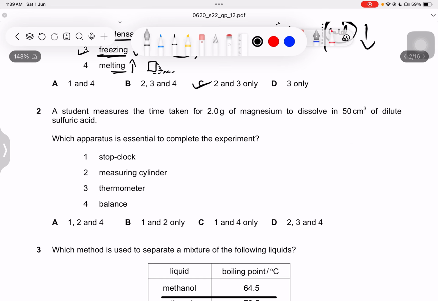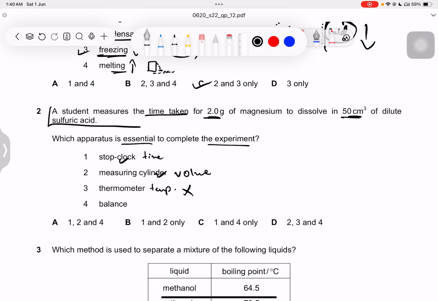Next, a student measures the time taken for 2 gram of magnesium to dissolve in 50 cm cube of dilute sulfuric acid. Which apparatus is essential to complete the experiment? So stop clock for time, measuring cylinder for volume, thermometer for temperature. We aren't measuring the temperature in the reaction, so not correct, and balance for 2 gram of magnesium. So 1, 2 and 4. So the option correct is A.